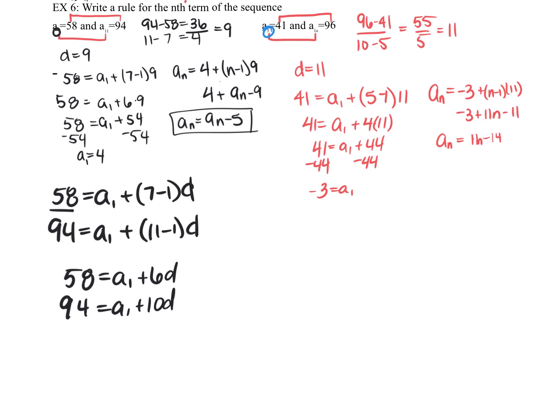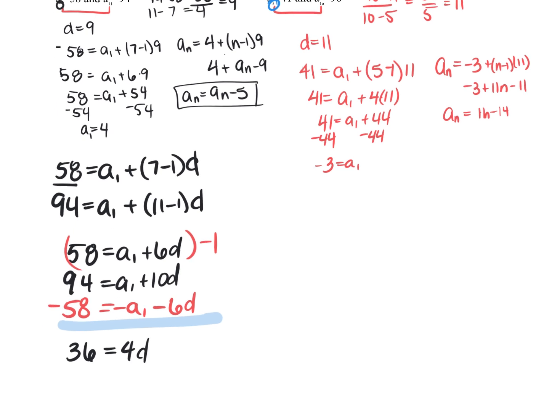And then we will multiply one of the equations by negative 1, and I'll eliminate A1. This is elimination method. We did this at the beginning of the school year. Negative A1 minus 6D. And we end up with 36 equals 4D. And therefore D equals 9.